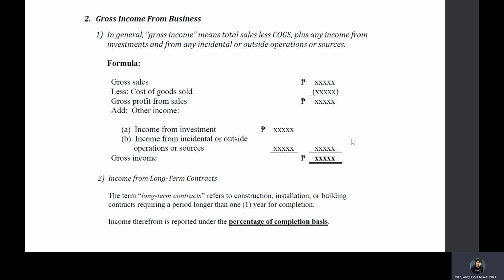So included din yung mga other incomes natin like income from investment or income from incidental or outside operations or sources.